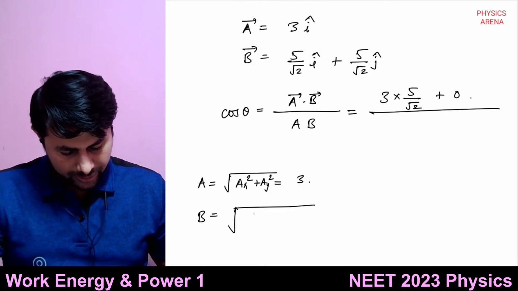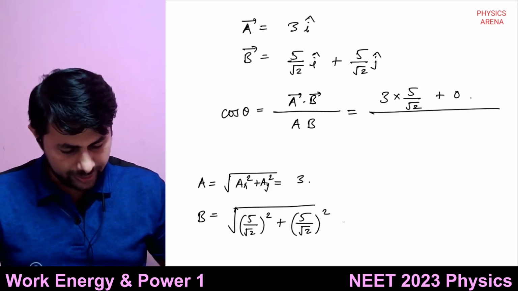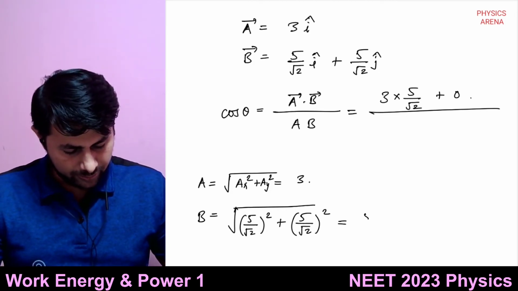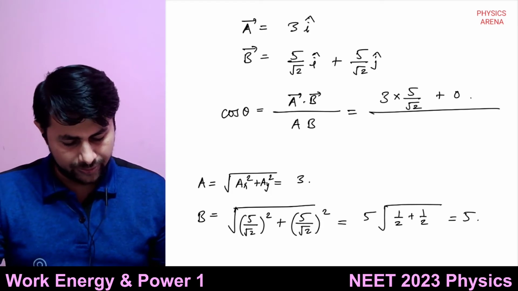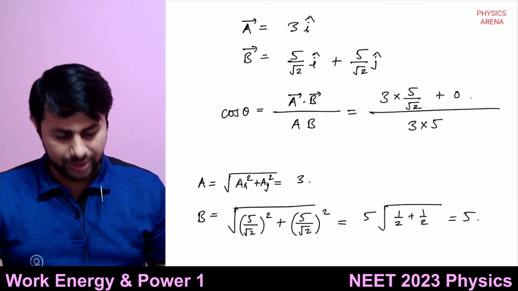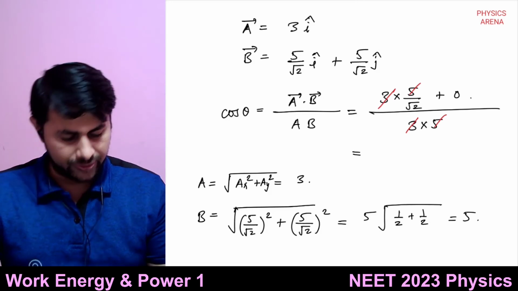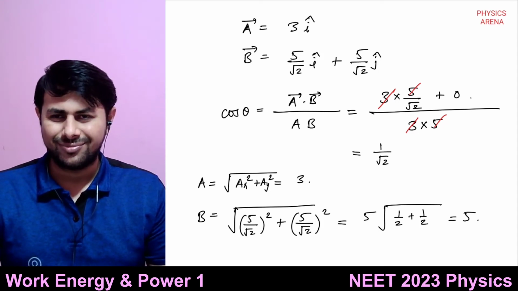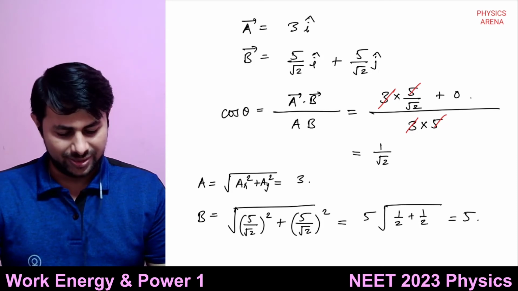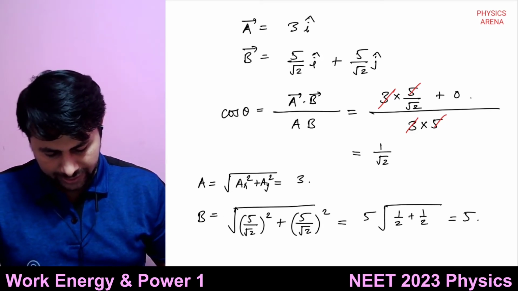So it is square root of (5 by root 2) square plus (5 by root 2) square. 5 square you can take out. Root 2 square is 2. So 5 multiplied by 1 by 2 plus 1 by 2, that's 1. Okay, so the magnitude is 5. So it is 3 multiplied by 5 in the denominator. So 3 times 5 and 3 times 5 get cancelled out. So you have 1 upon root 2. Now tell me, how much is the angle? 45 degrees, because cos of theta is 1 upon root 2. The angle between a bar and b bar is 45 degrees.